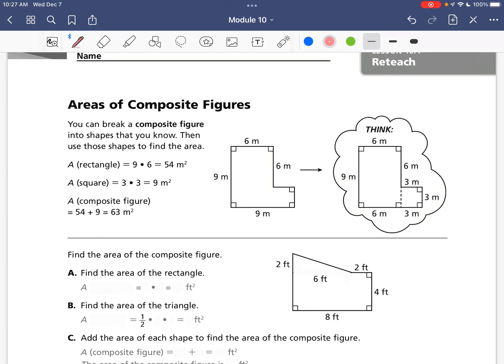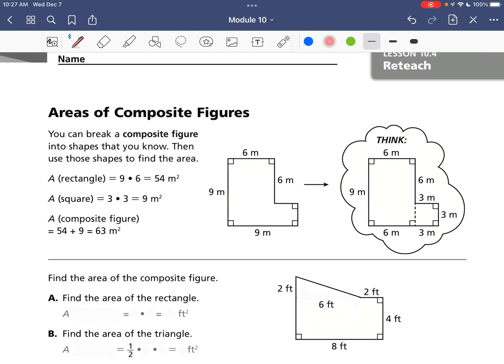So for example, our first problem here, the composite figure is going to be a rectangle. So it's going to be this piece right here and a square put together to maybe make up a room with a closet or something on the outside.